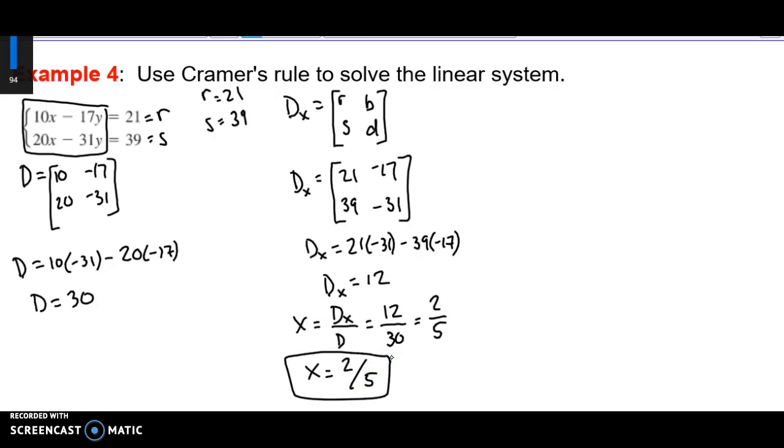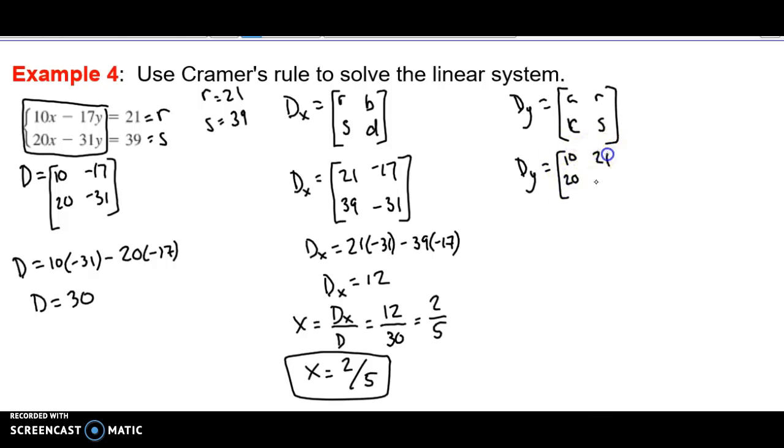Now I do the same thing to find my y. So the determinant of y, remember I switched the second column. So I have a, c, and then I have r, s. So the determinant for y equals 10, 20, 21, 39. Cross multiply these to find the determinant with respect to y.